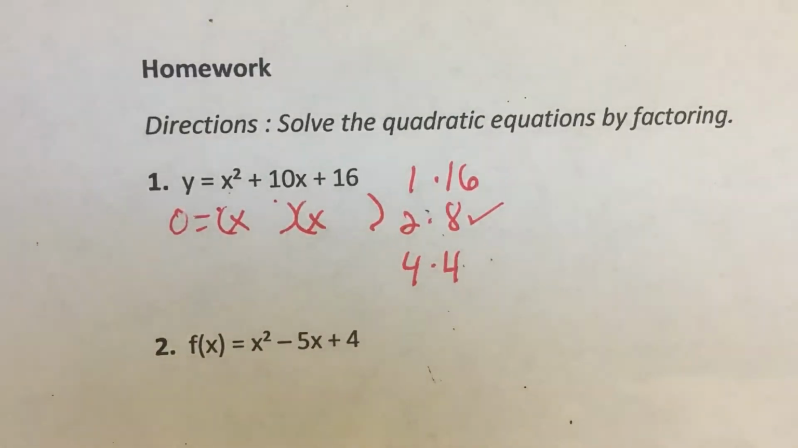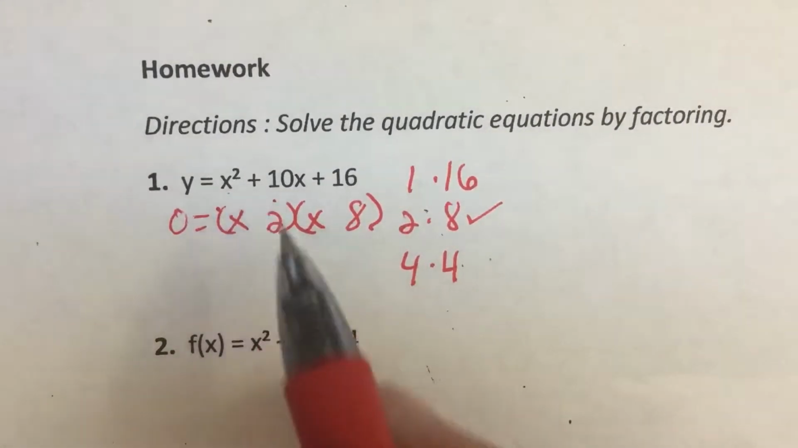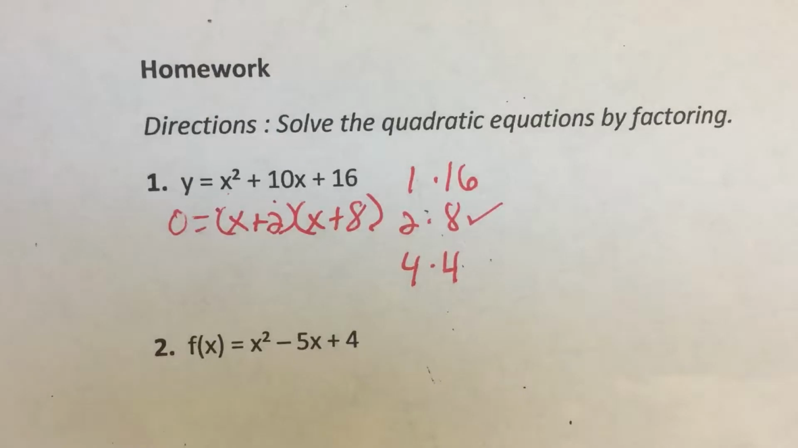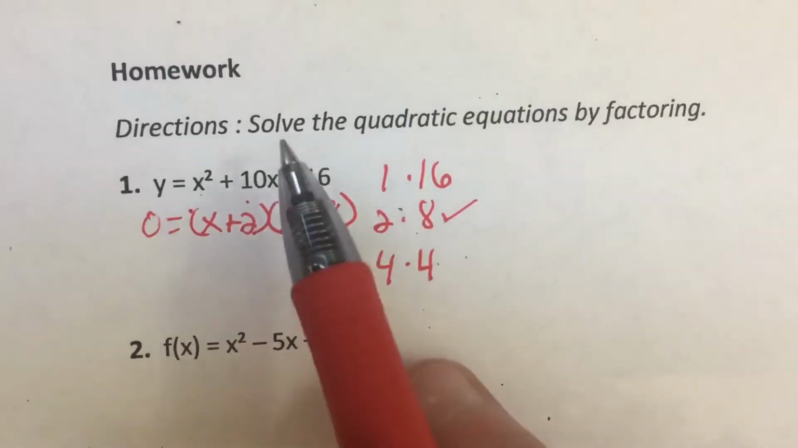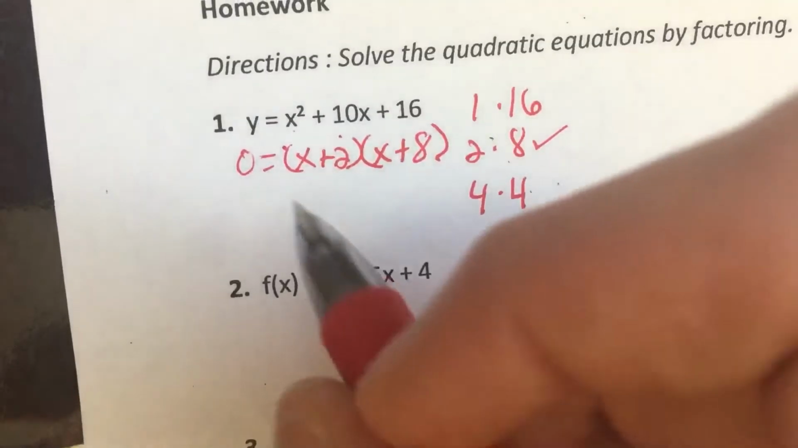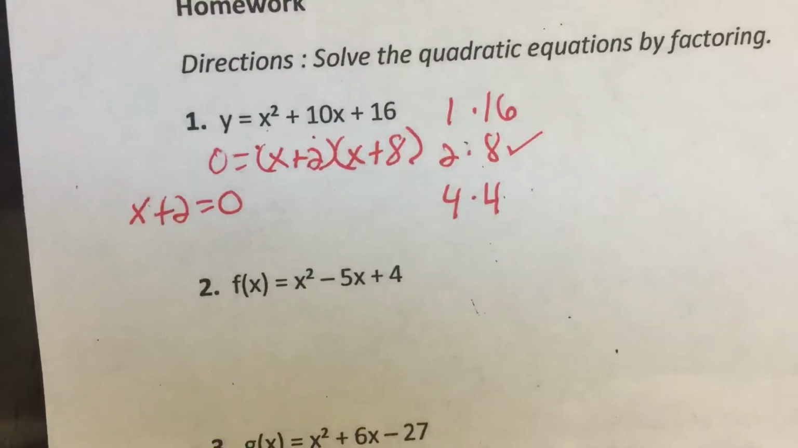That would be 2 and 8, because I can add them up and get 10. I need it to be a positive 10, so I would need both of those to be positive. Positive 2 and positive 8. So the factoring is done, but I need to solve, which means I need to go all the way to the solution. Technically what happens is that each one of those factors individually gets put equal to 0.